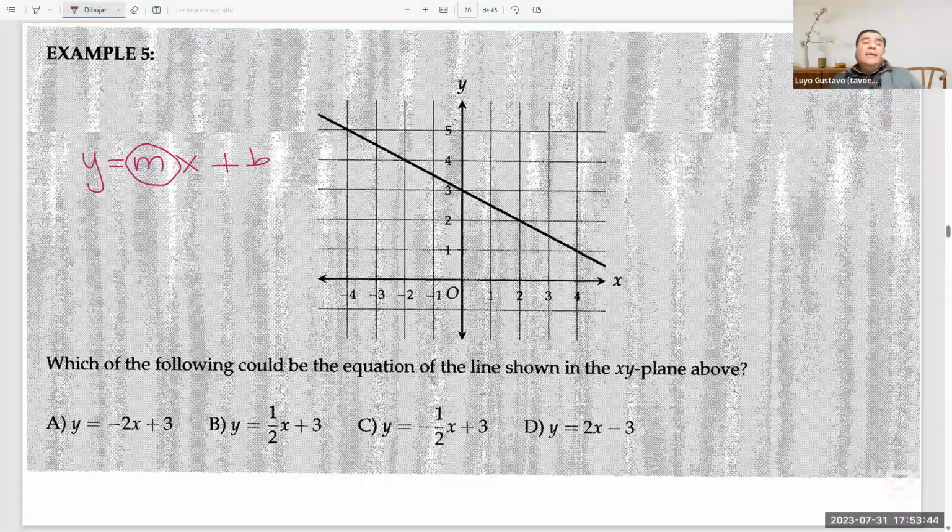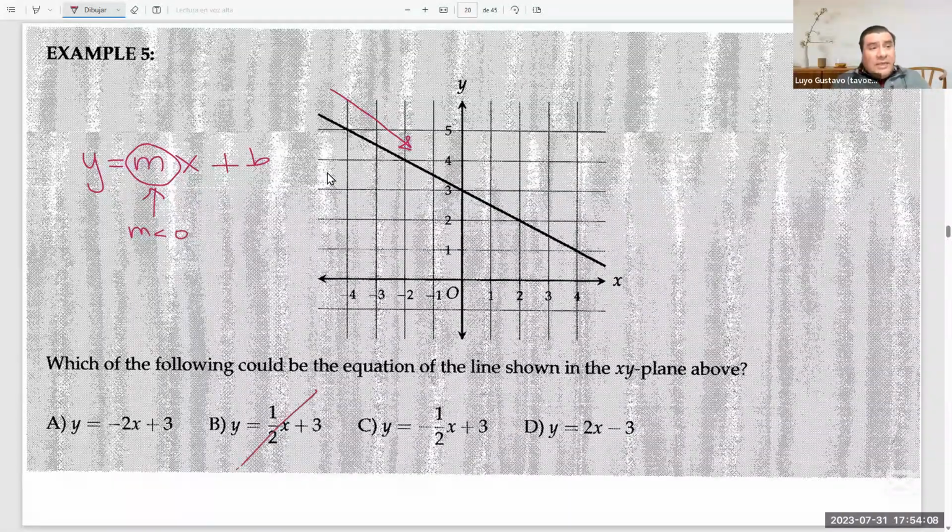What did we say about the sign of the slope? This is a descending orientation for the line. When we move, when we run, to the right, the rise is actually negative because we go down vertically. So we know instantly that the sign of the slope must be less than 0. So cross out options B and D because they have positive slopes. That doesn't match the orientation of this line.